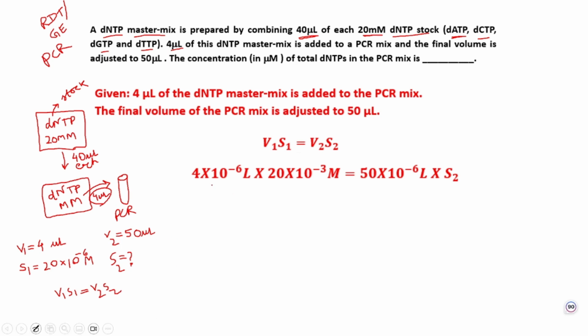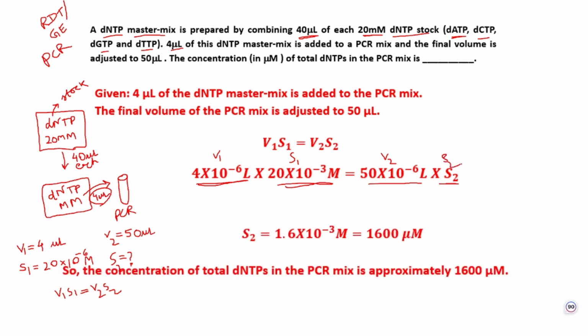If we calculate it in liters, then 4 microliter becomes 4 into 10 to the power of minus 6 liter, multiplied by 20 into 10 to the power of minus 3 molar. So this is our V1, this is our S1, this is our V2, because they have said the final volume should be 50 microliter, or 50 into 10 to the power of minus 6 liter, multiplied by S2. This will be our final concentration. So we'll calculate S2, which comes out to be approximately 1.6 into 10 to the power of minus 3 molar. If you want the answer in micromolar, because they have said the final concentration to be in micromolar, it comes out to be approximately 1600 micromolar.